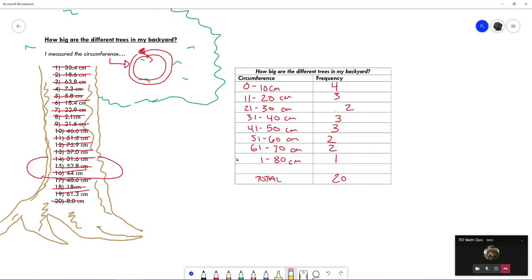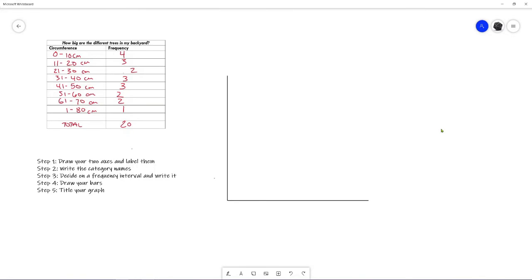So now we can go ahead and start building our graph. As you can see, I'm keeping my frequency table really close by before I make my graph.